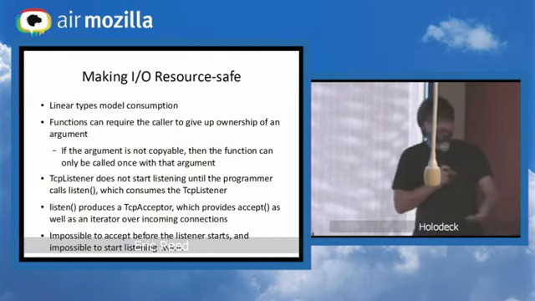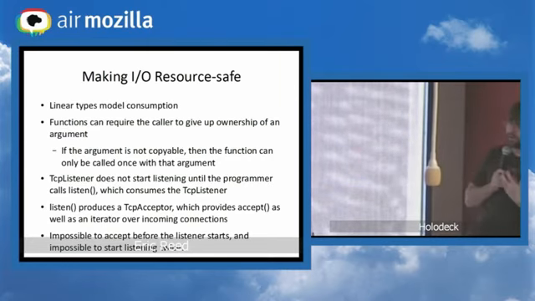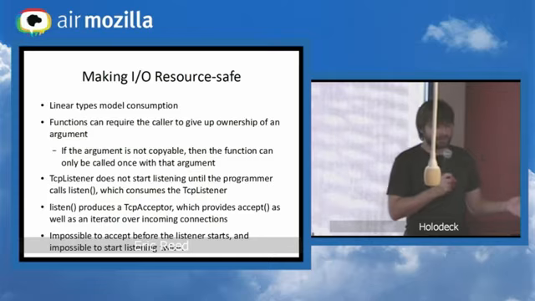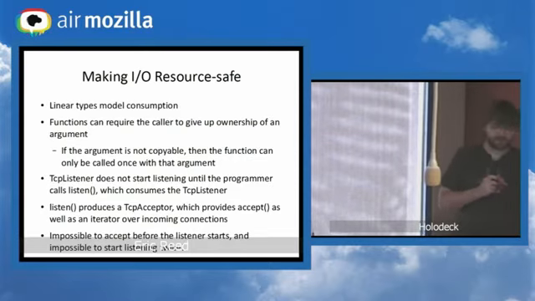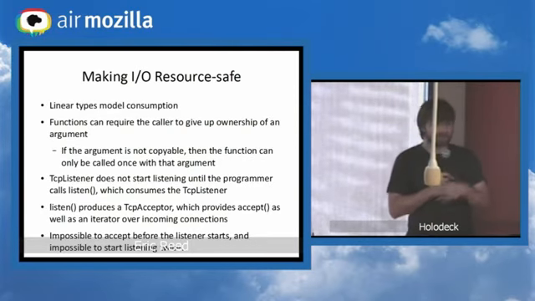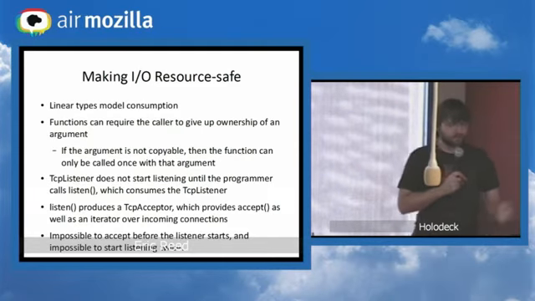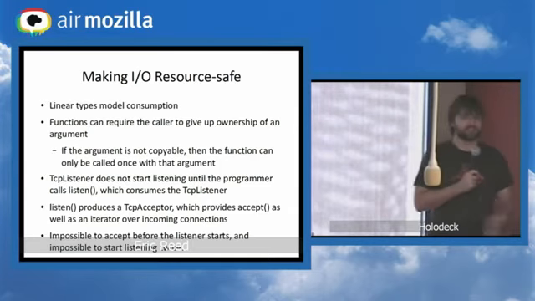So the way that you make APIs that encode this kind of state consumption property, for example, is if you have a listener, it doesn't start listening until you call listen. But when you call listen, it consumes the listener, and you don't have the listener anymore. And instead what you get is an acceptor, which gives you an accept method, which waits for an incoming connection. Or actually, it also lets you create an iterator over incoming connections.